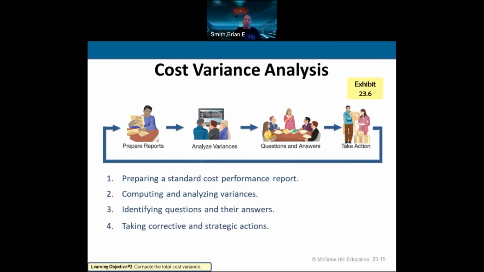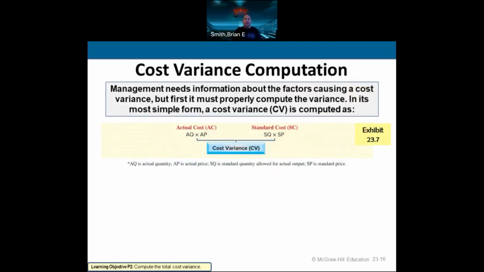Right, I just went through all of those as I went. So here is our cost variance. This is our overall cost variance of our direct materials. We're taking our actual quantity and multiplying it by our actual price to come up with our actual cost. Then we're doing the same thing with our standard quantity and our standard price. That's our total cost variance.